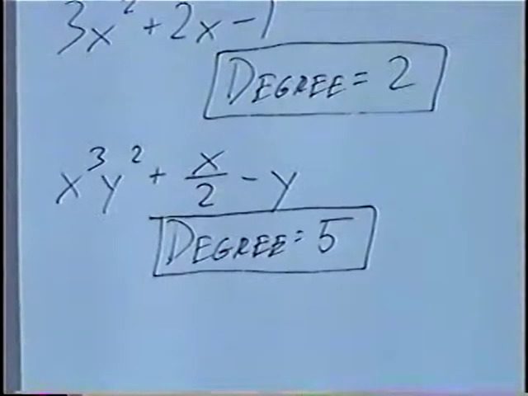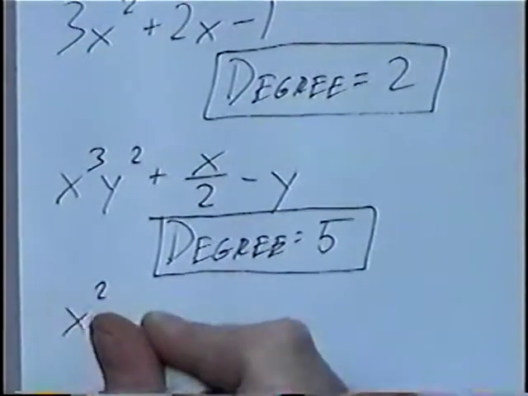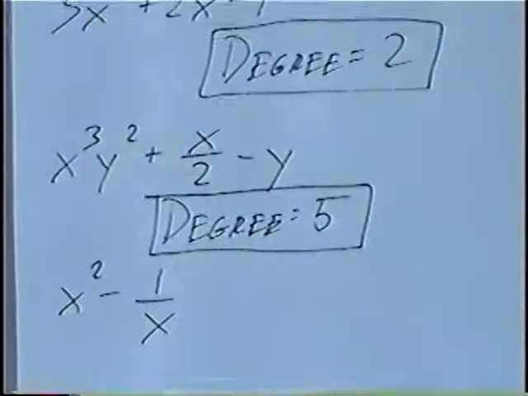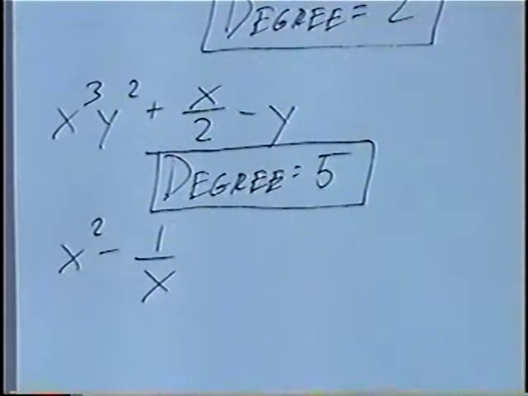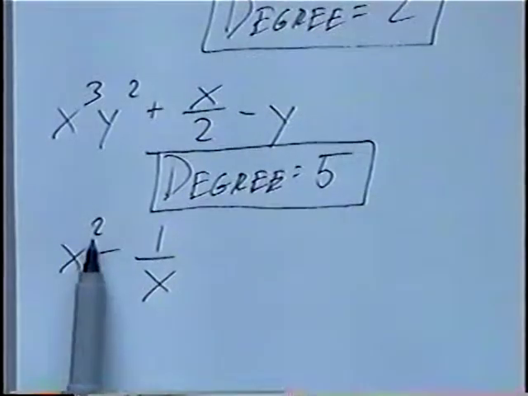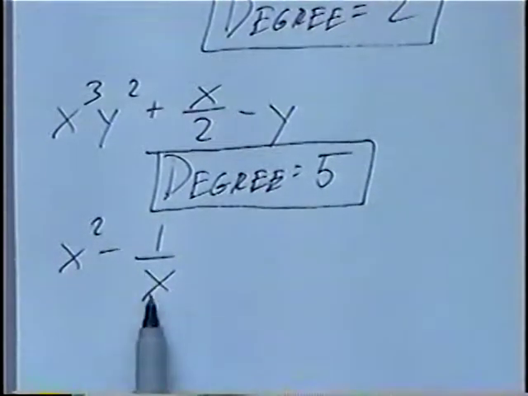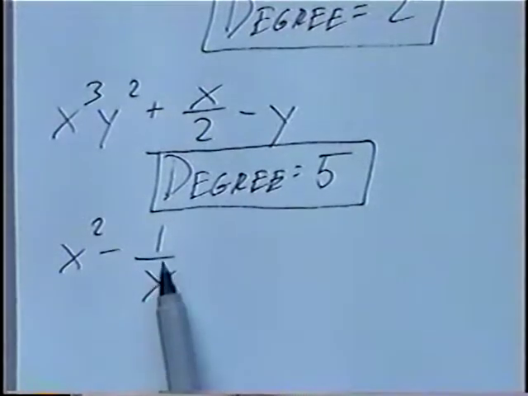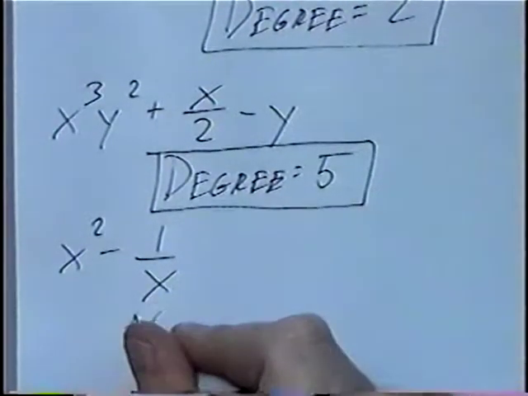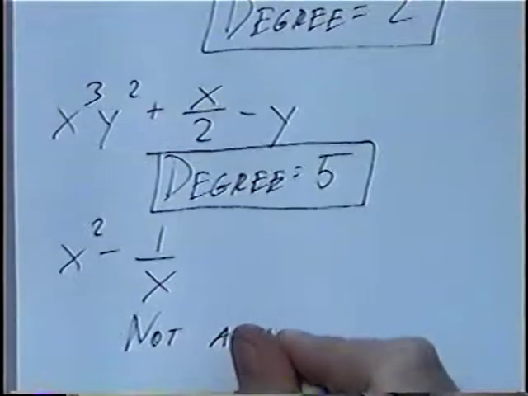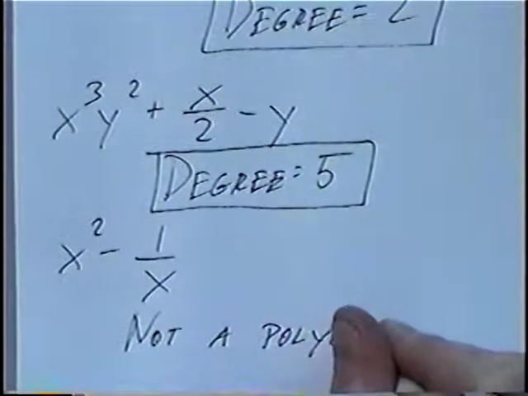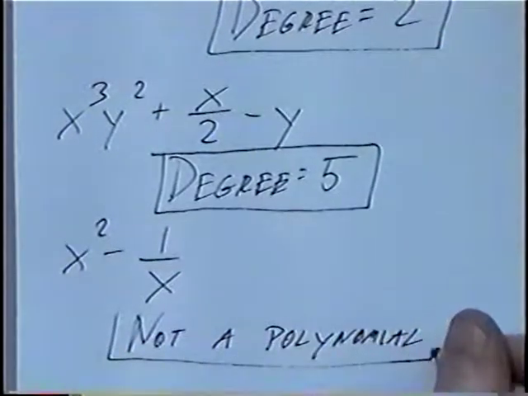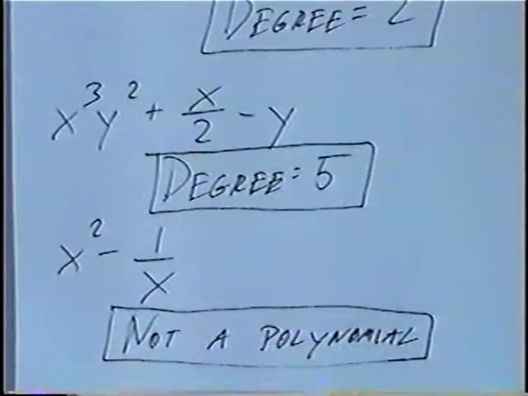And last question for the section, x squared minus 1 over x. Looking at the highest exponent would be 2, but the second term we're dividing by x, or dividing by a variable. Anytime you divide by a variable, this expression is not a polynomial. If it is not a polynomial, then there is no degree. The expression is not a polynomial.